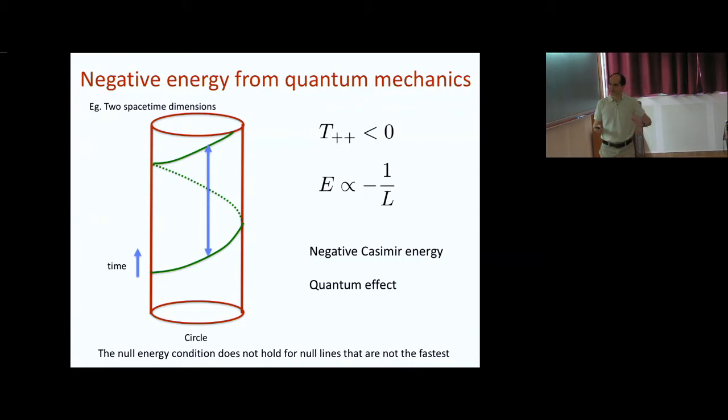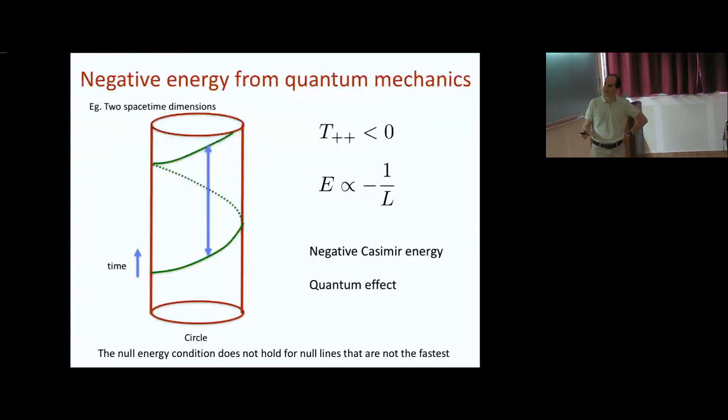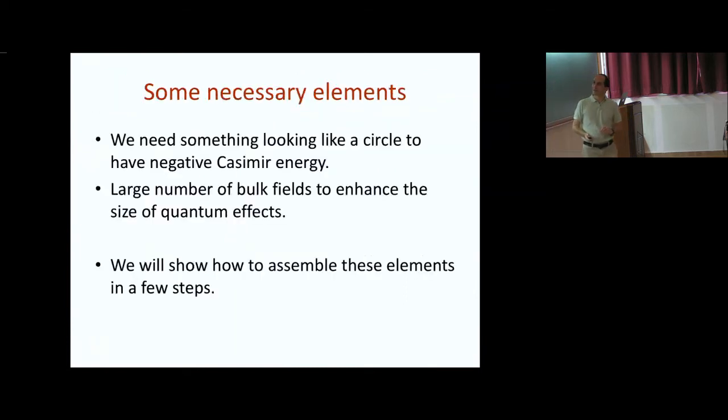So the conclusion is that the null energy condition does not have to hold for lines which are not the fastest lines. This is not the fastest line in the sense that, for example, these two points along the null line are time-like separated, right? When you have the fastest line, there are no two points that are time-like separated. Those are called achronal lines, but anyway.